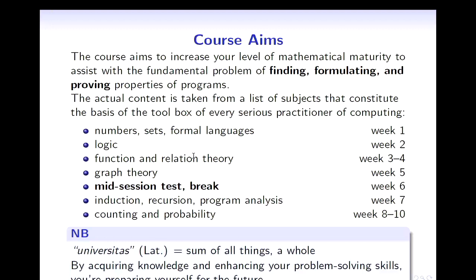I should also mention that you may not always immediately see where some of the things that we're talking about will be applicable, and this is why I've also copied this additional remark. We are at a university. University, the word derives from a Latin word which stands for the sum of all things, or a whole. And I'm saying this because by acquiring knowledge about these mathematical foundations and enhancing your problem-solving skills, which is really what we're going to do as we go through this course, then you will prepare yourself for the future.